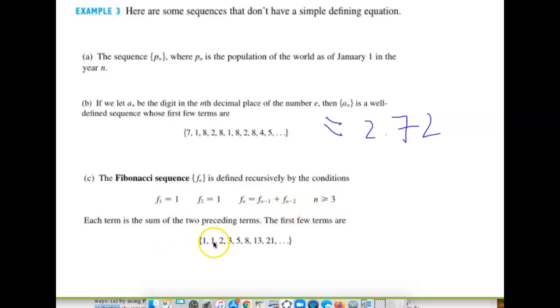So it starts off 1, 1, and then to get the next term, you add the previous. To get a3, I add 1 plus 1. That gives me 2. To get a4, I add 2 plus 1. That gives me 3. To get a5, I add 3 plus 2, 5. And then 5 plus 3, 8. And then 8 plus 5, 13. 13 plus 8, 21. So then what would the next term be? 34. Then 55. Et cetera, et cetera.